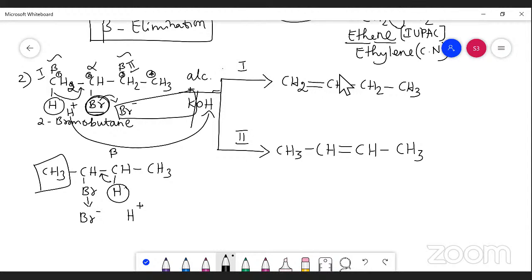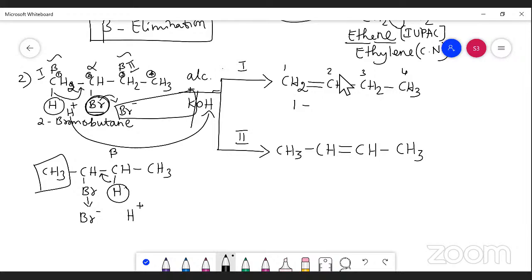In the first step, I'm concentrating on the left side beta carbon. In the second step, I'm concentrating on the right side beta carbon, but I end up with two different products. On seeing the products, you can find that the carbon number is the same, but the product name is entirely different. So first carbon, second carbon, third carbon, fourth carbon. This is unsaturated because of the double bond. Where is the double bond? At position 1, so I'm going to indicate one.